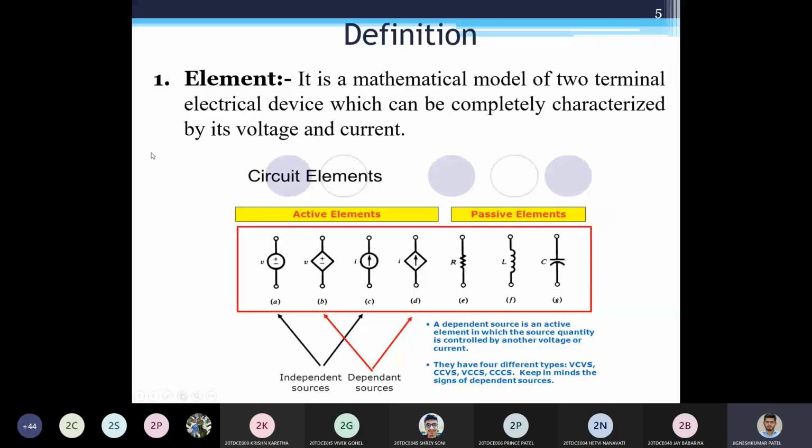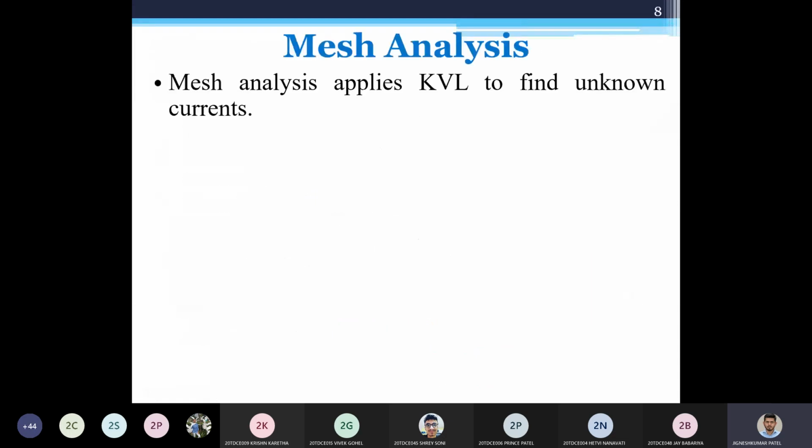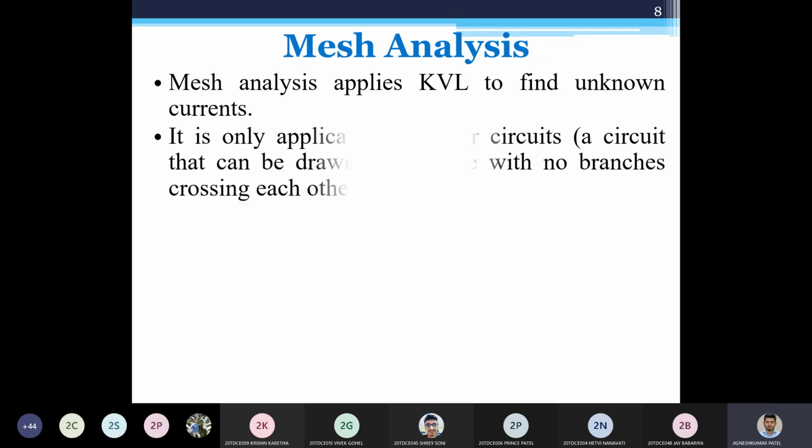In mesh analysis, we have seen that KVL is used for the mesh analysis, and on the basis of KVL we find out the unknown currents. So to find out the unknown currents we use mesh analysis. That is, if you are asked what the application of mesh analysis is, it is to find out the unknown currents in the circuit. It is only applicable to a planar circuit.